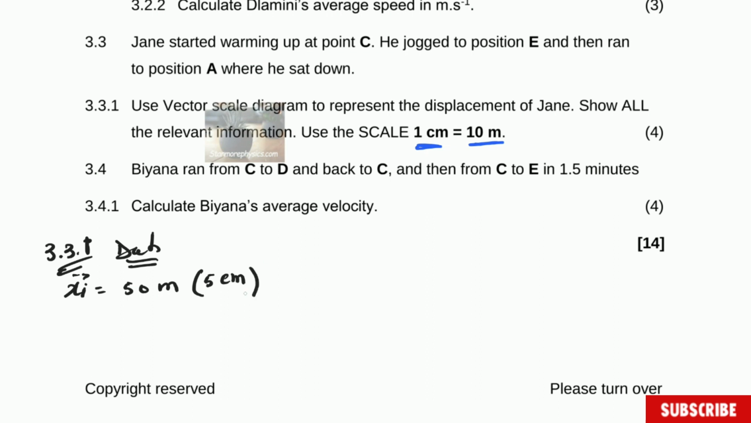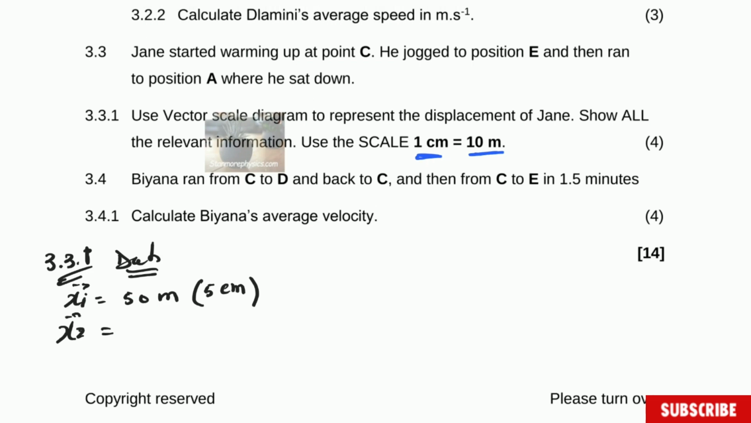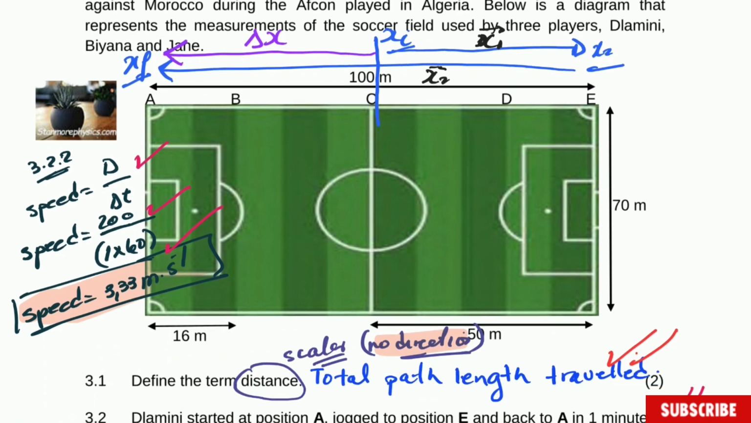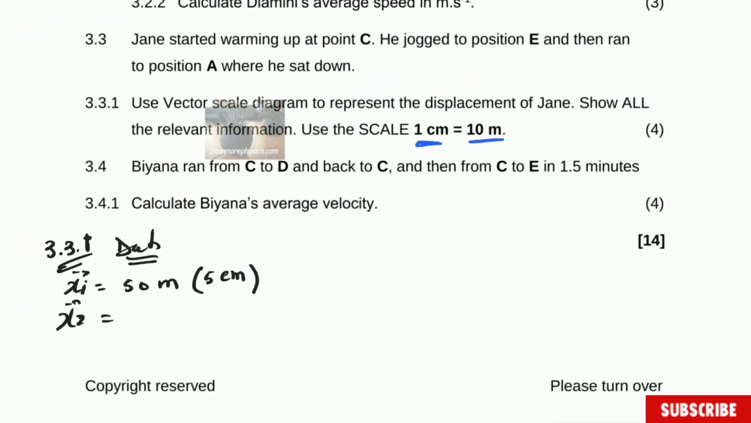Okay, the second position, position 2, for example, let's say it is going to be from E to A, the long one. Let's call this one position 2, the whole long one from E to A. And that one is 100 meters. This one, in other words, will be 10 centimeters. And then the displacement, we're supposed to get it here.